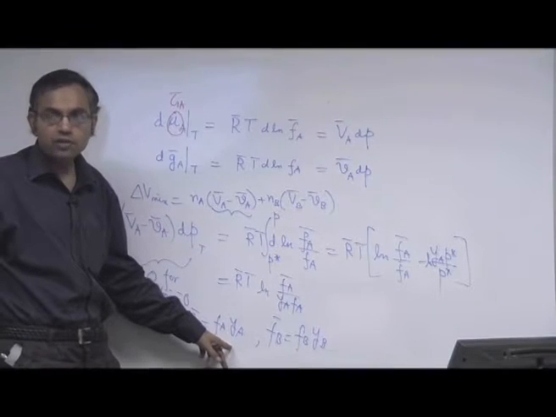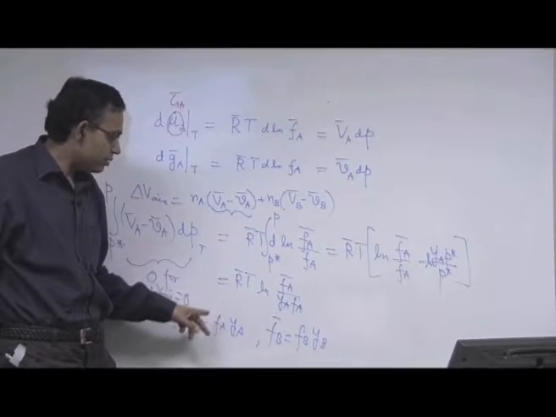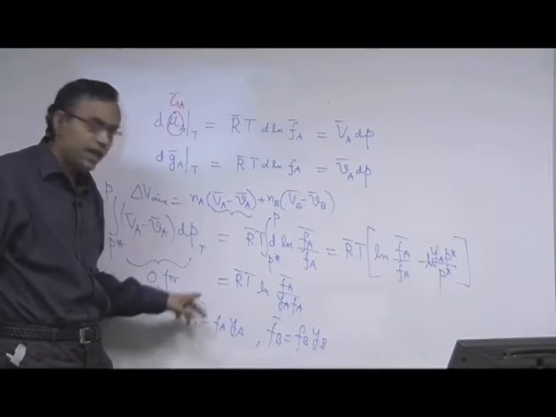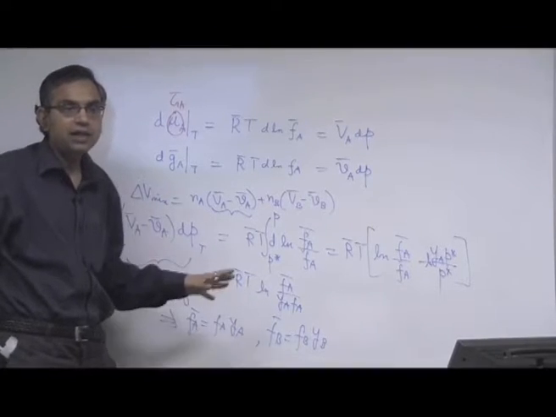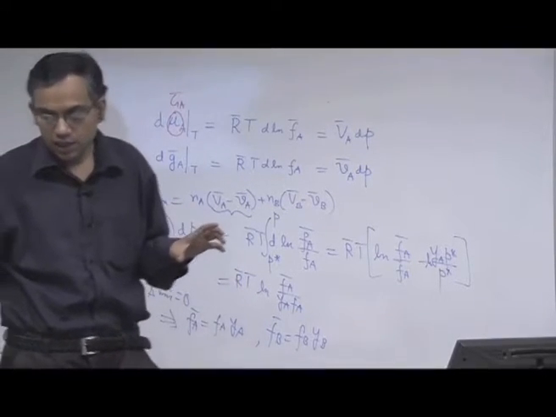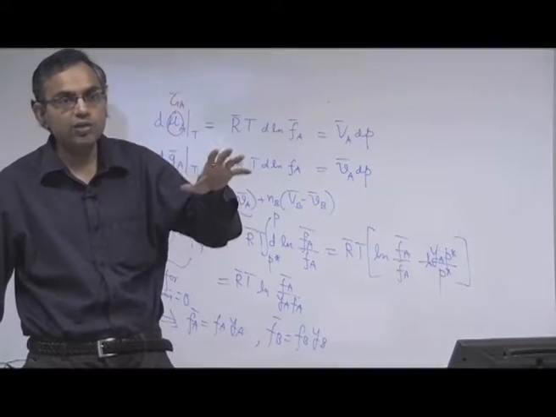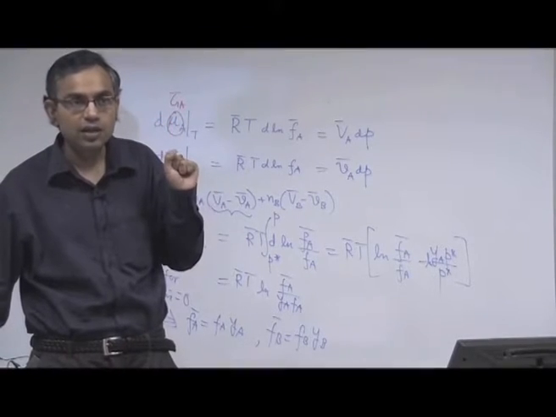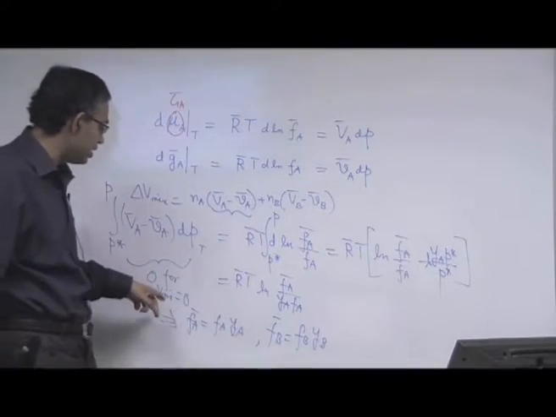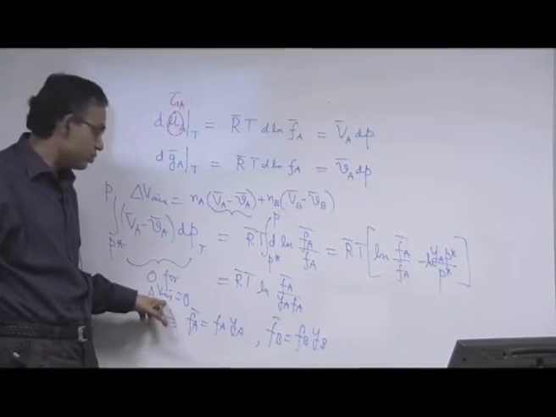It can be shown that for an ideal gas also the same thing is obeyed. That means ideal gas is a special case of an ideal solution. Ideal solution is a more general case. So what is the definition of an ideal solution? The definition of an ideal solution is when the change in volume due to mixing is equal to 0.